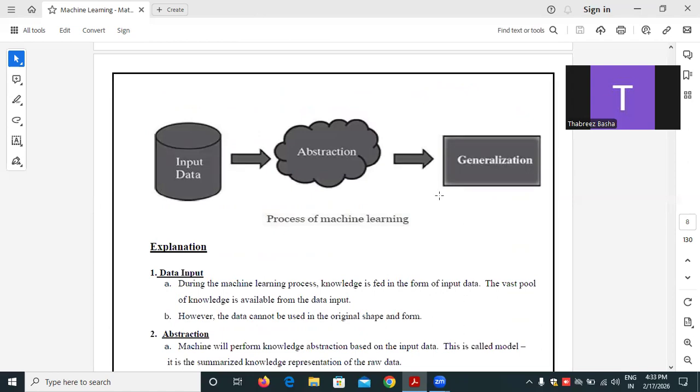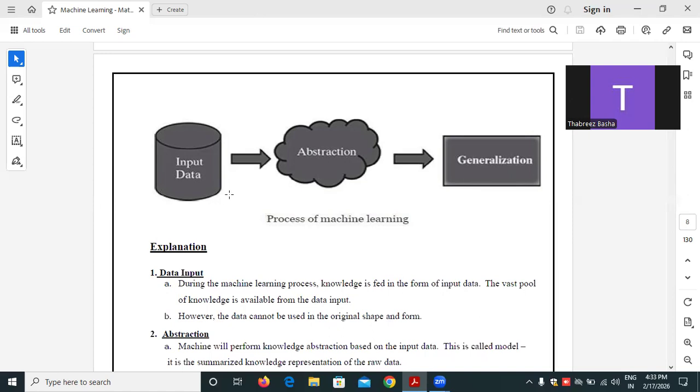So this process is comparable to a black box diagram of a computer process. This is the input data. The black box means the abstraction, the working process. And generalization is the output process. In input, we can take any type of data: numbers, alphabets, digits, symbols, voice data, image data. Anything can be taken as input data.